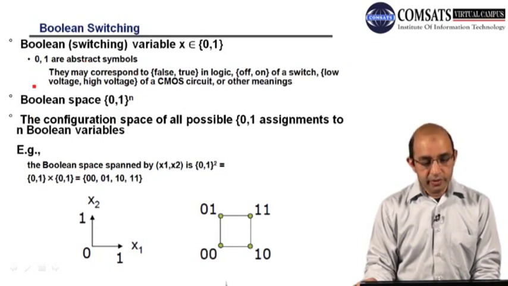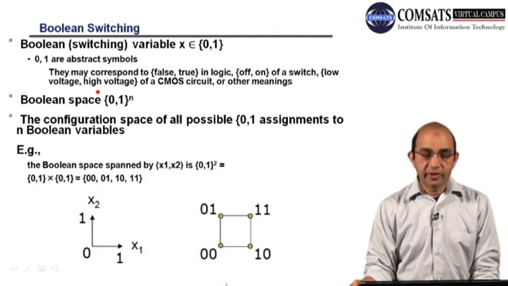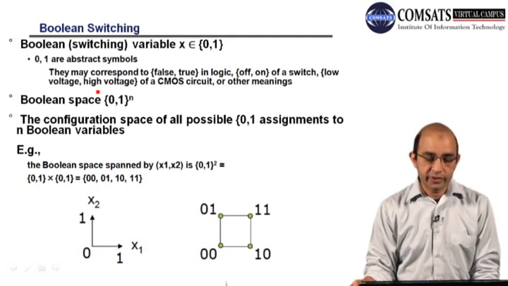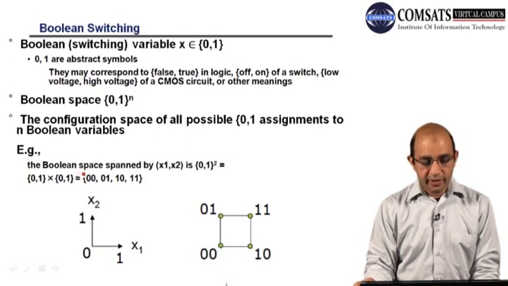You can talk about false, true, or off, on, low, high. These are different ways to represent those switches. You can say on, off, high, low, false, true, or true, false, and so on. It is up to you how you want to represent or pronounce it. So let's have an example.